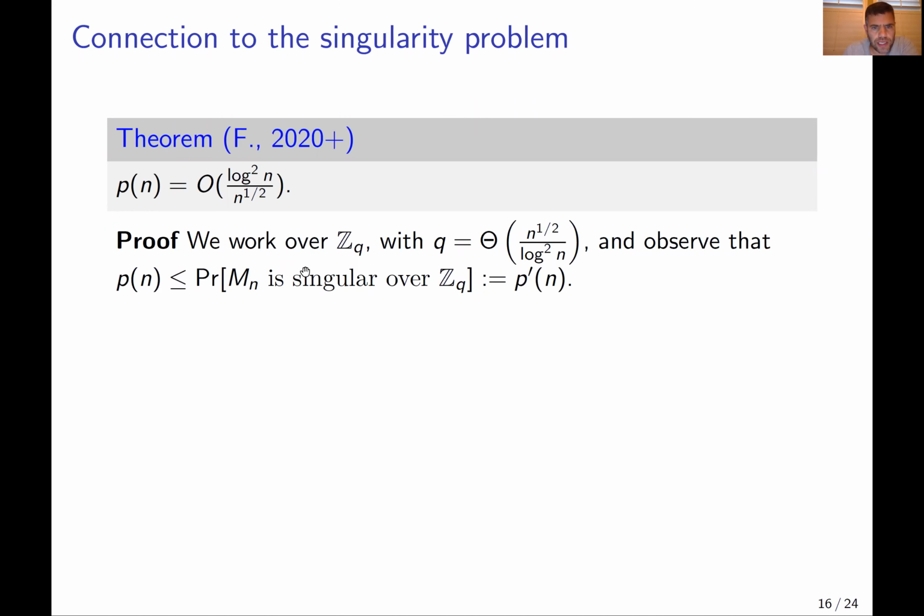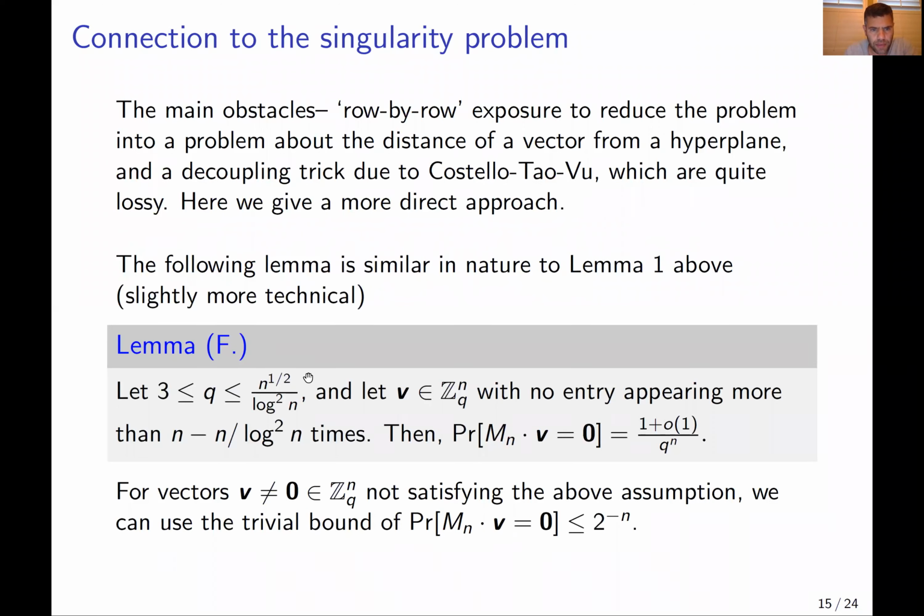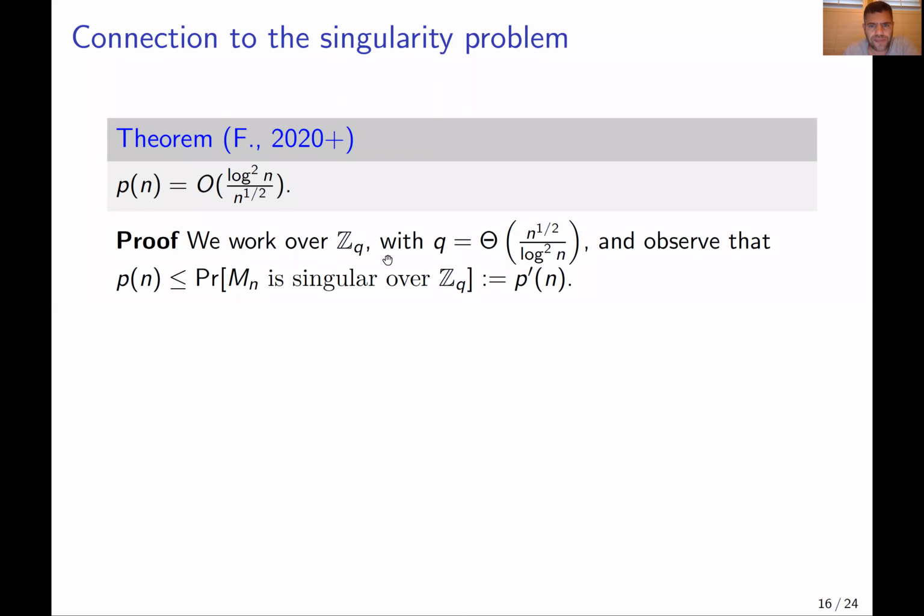So the first thing is, let's work over Z_q with q the largest that I can take in this lemma. This is the main obstacle, that I cannot do it for much larger q's. So I just wanted to keep it simple. Here, the largest q that I can afford to take is around n to the 1/2 over log square. So let's fix q to be theta of n to the 1/2 over log square, and observe that the probability that M_n is singular is upper bounded by the probability that M_n is singular over Z_q. So let's call it p prime n. This is a trivial observation.